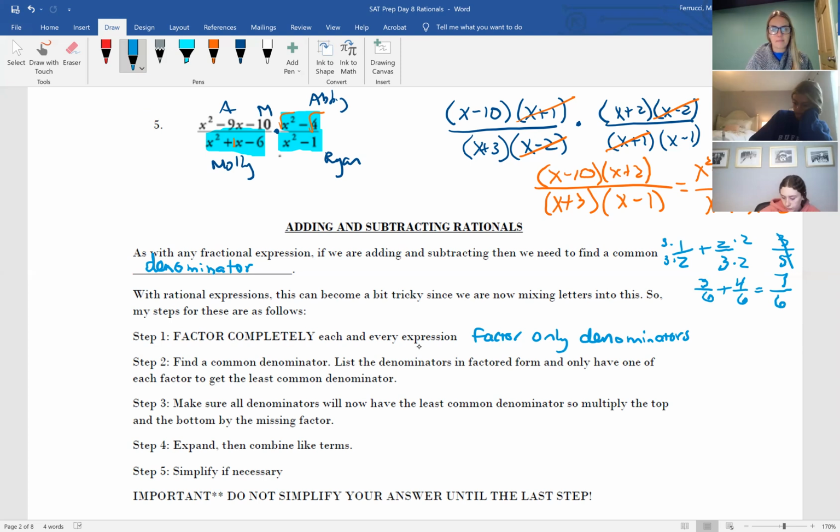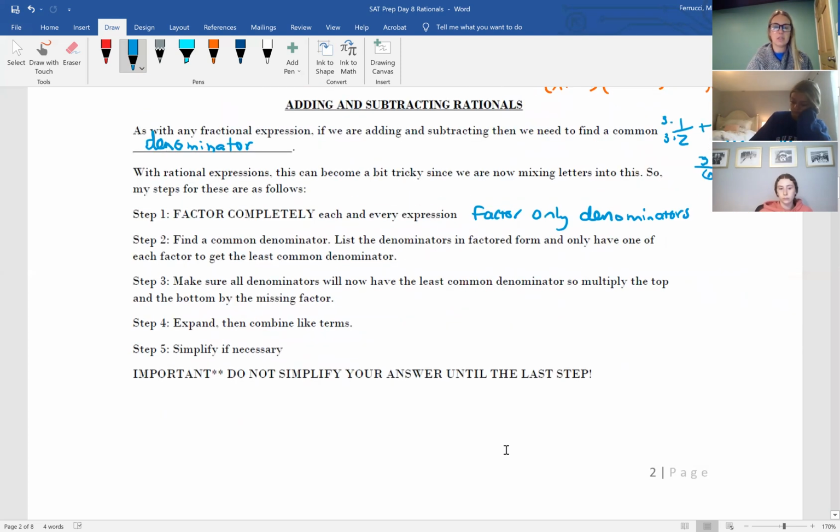Once you factor them, you want to find a common denominator. So you're going to list the denominators in factored form and only have one of each factor to get the least common denominator. Make sure all denominators will now have the least common denominator. Just like how we did over here, we saw that the common denominator was 6, so we multiplied the top and bottom by the same number. We're going to do the same thing for that.